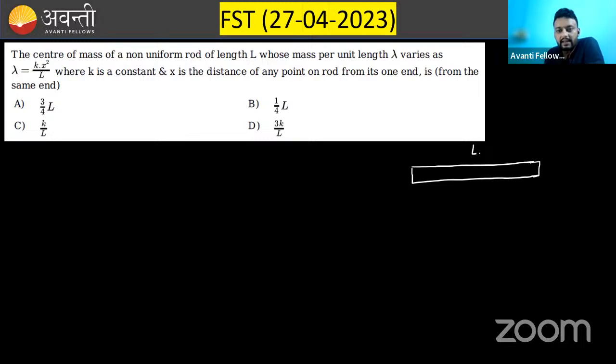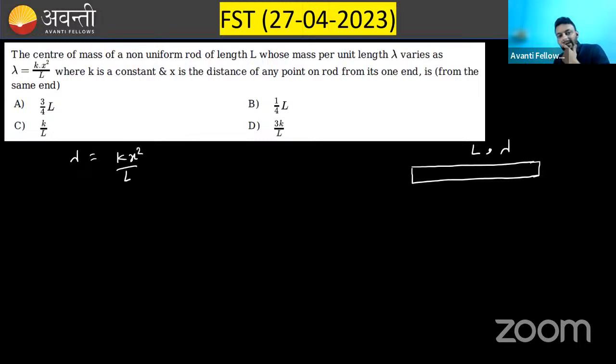Of length L. Okay, it has a length L, and linear mass density is lambda. Okay. And lambda is variable. That means lambda equals kx square by L.